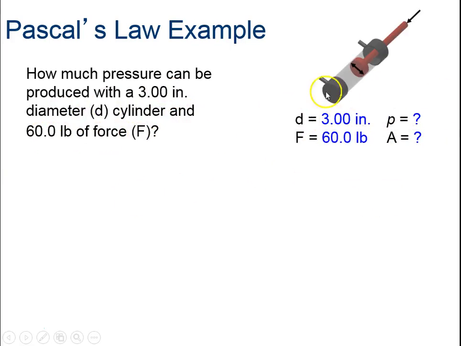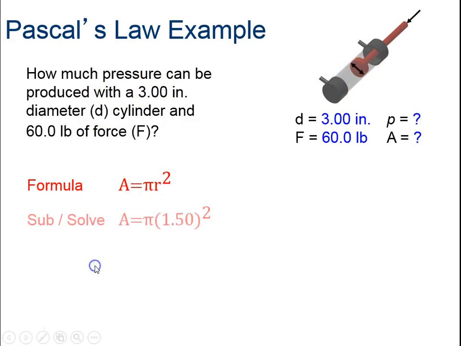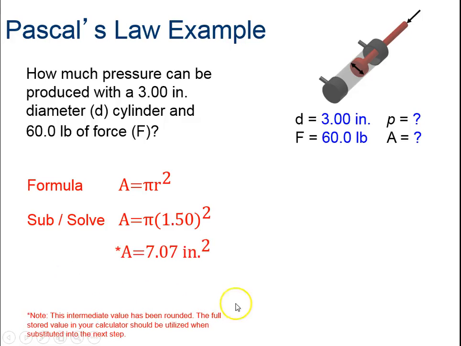So here are the variables that we're starting with. We first need to find area. Notice they usually give us diameter because diameter is easier to measure than radius. So we will have to convert over to radius first to find our area. And notice it does point out here, even though they rounded it here, you should always keep your full answer in your calculator for the subsequent steps.